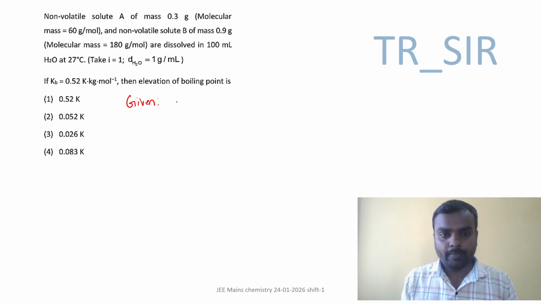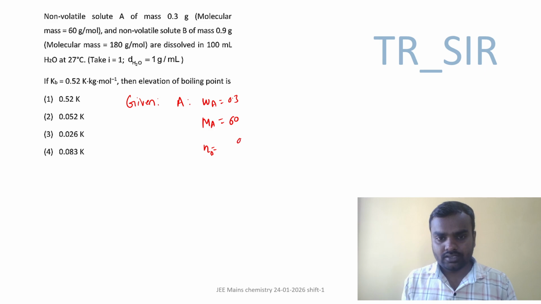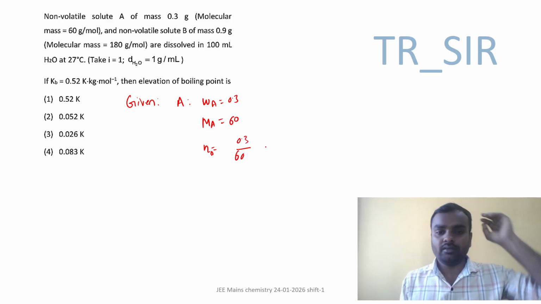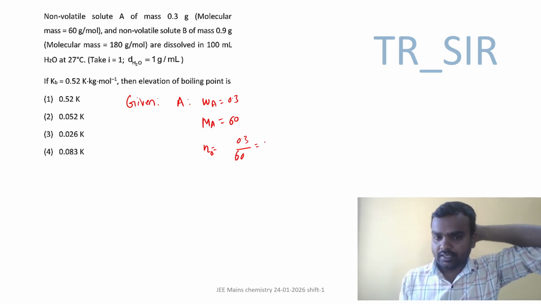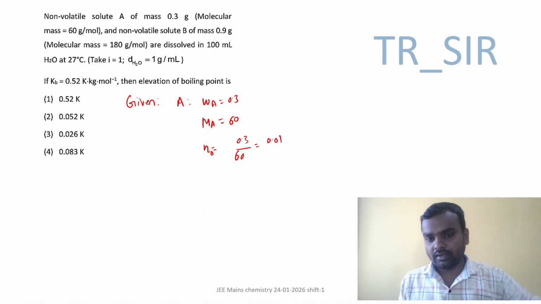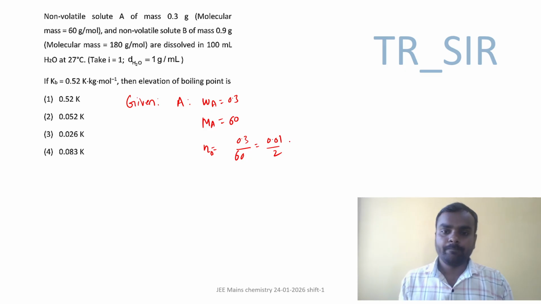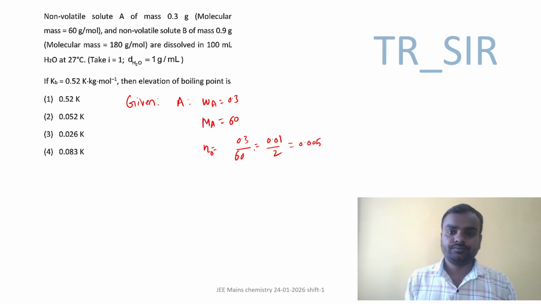Given data: mass of A is 0.3. What is the molar mass of A? 60. Then what is the number of moles of A? Number of moles of A is 0.3 by 60, given mass by molecular mass. So how much are we getting here? 0.01 divided by 2 gives 0.005 moles. That is the number of moles of A.